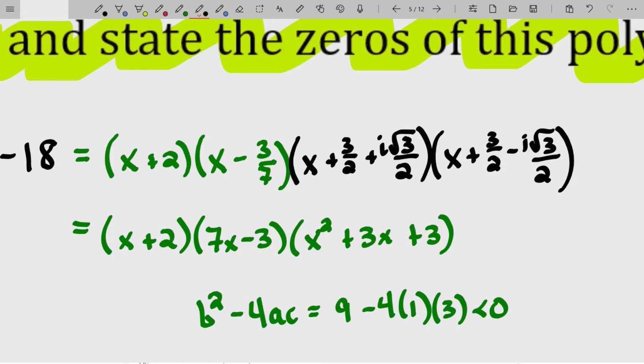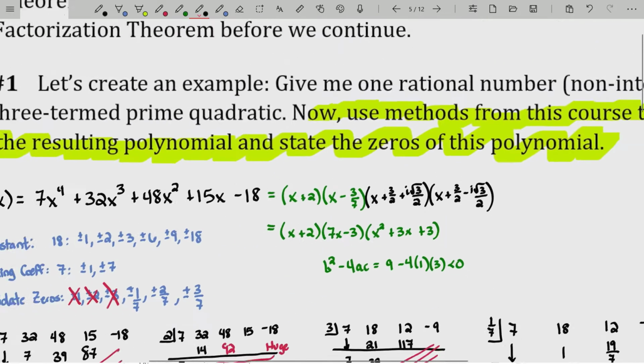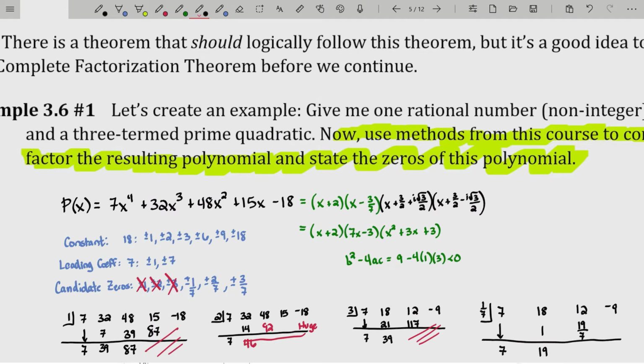x plus 2 times x minus 3/7 times x plus 3 halves plus i root 3 over 2 times x plus 3 halves minus i root 3 over 2. It's a lot of work, but it is a full factorization into linear components over the complex number system for the polynomial that you see on the left-hand side, which I will not read out.